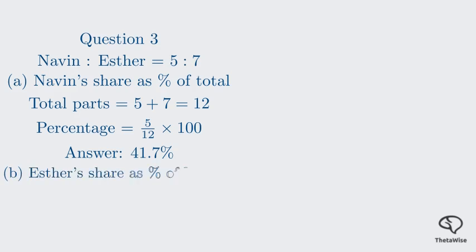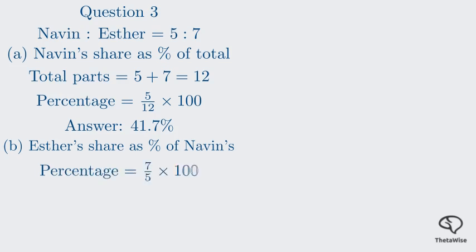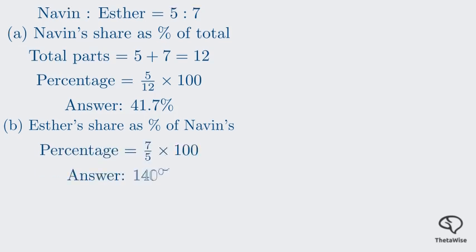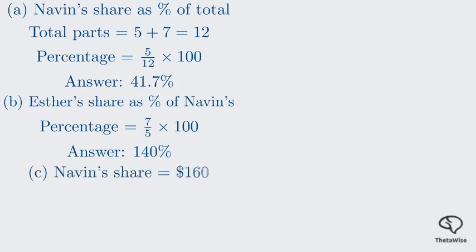In part B, we find Esther's share as a percentage of Naveen's share. This is a common point of confusion. The total is now Naveen's share, not the overall sum. Esther has 7 parts, and Naveen has 5. This equals exactly 140%. Finally, for part C, we are told Naveen's share is $160.